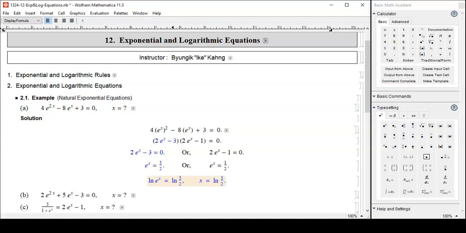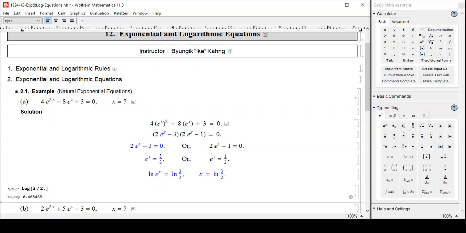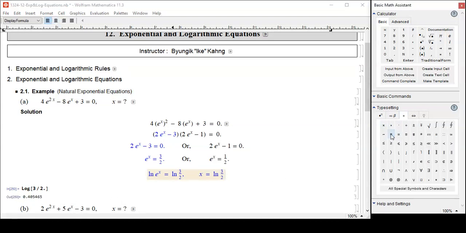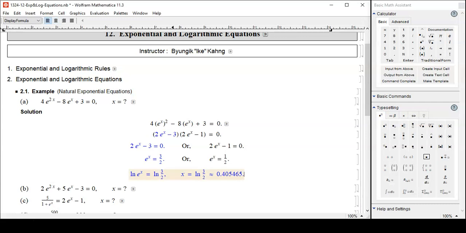And what is log of 3/2? You can calculate it on your calculator if you do it right. 0.405 something. That's what you're going to get. Check it with your calculator.